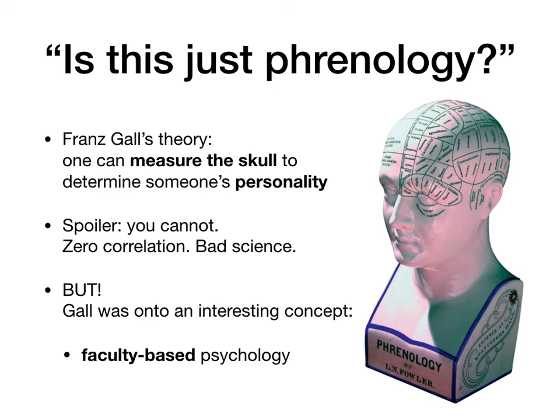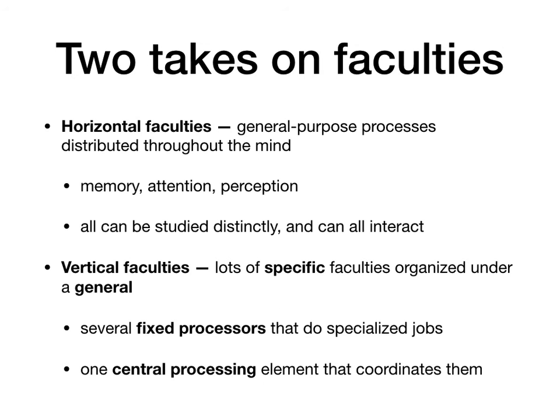So what Gall was getting at was this idea of faculty-based psychology, the idea that I have different sub-abilities in my brain that I might be able to use in different ways. And they might be more and less developed. In an individual person, they might be broader. Some people may have different faculties than others. But in general, there are these different sub-abilities, these different information processing faculties that we have that we can make use of. So there are two takes on these faculties.